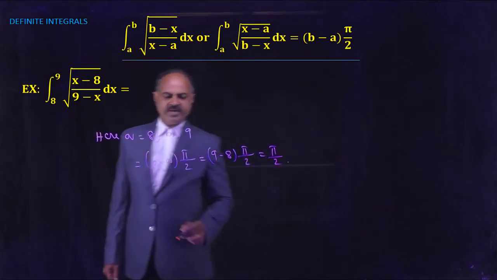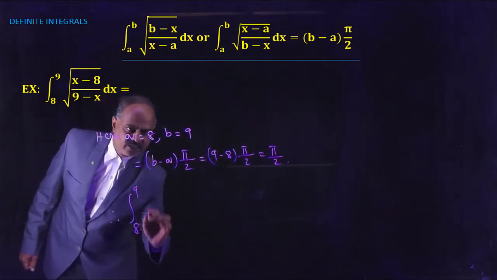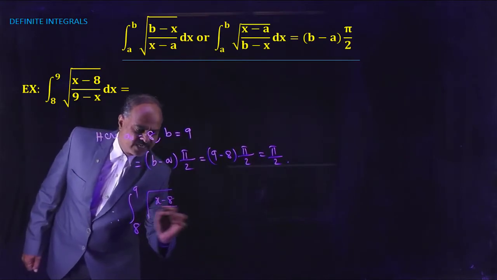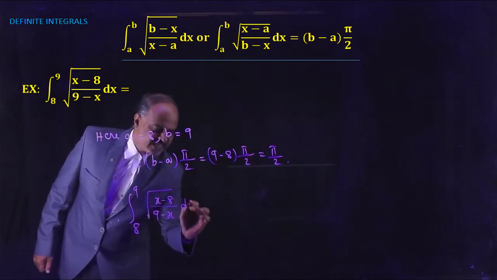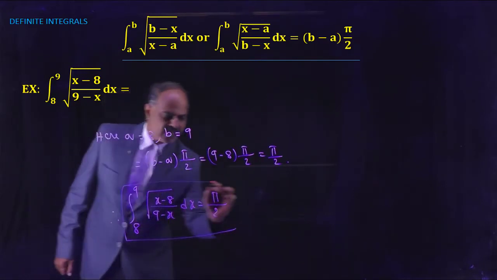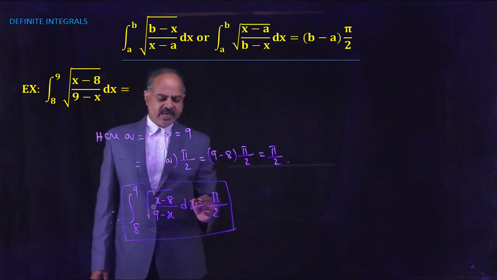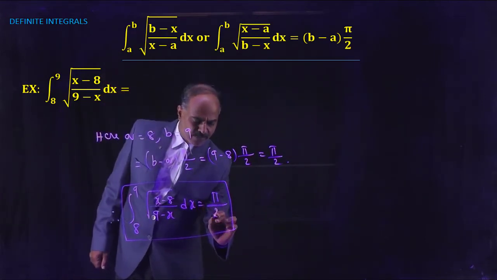So therefore, integral 8 to 9 square root of (x minus 8) by (9 minus x) dx equals pi by 2.